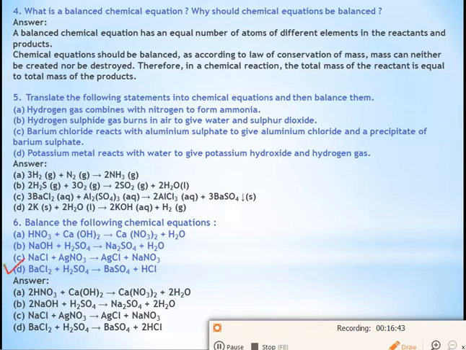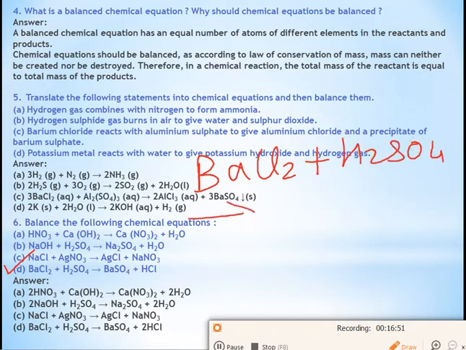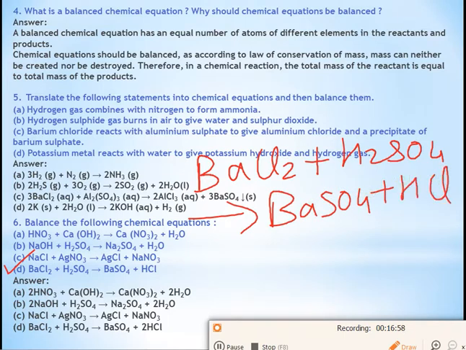The next question, BaCl2, barium chloride, will react with H2SO4, that is sulfuric acid, to give you barium sulfate, BaSO4, plus hydrochloric acid, HCl. Now let's balance the reaction. In this reaction, a small thing is given.